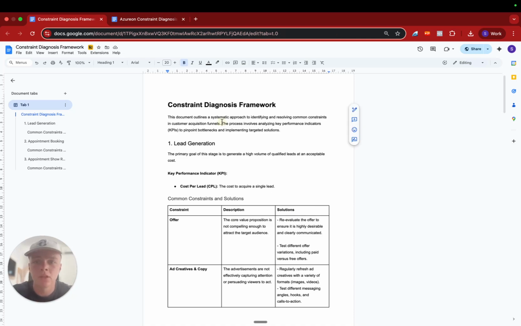Okay. So this document outlines a systematic approach to identifying and resolving common constraints in customer acquisition funnels. The process involves analyzing key performance indicators, what we call KPIs, to pinpoint bottlenecks within the client acquisition process, and how to implement it.